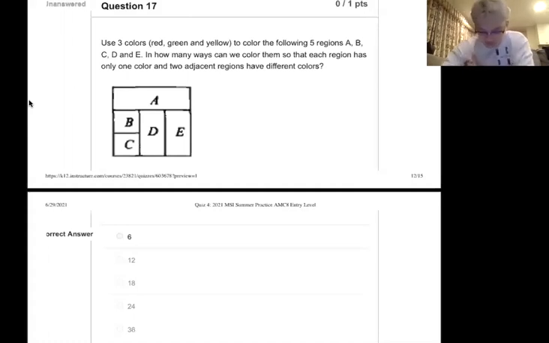So looking at the picture, we can see that A, D, and E are adjacent to each other. A and E are adjacent, so they need to have different colors. D and E are adjacent too, so they need to have different colors. A and D are also adjacent, so they need to have different colors. That means that A, D, and E should have 3 different colors.